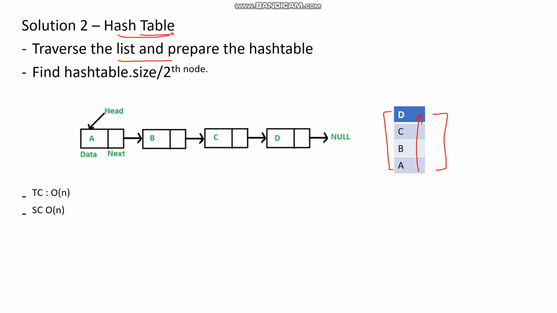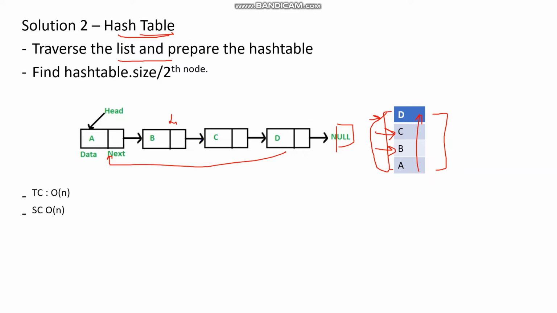After preparing the hash table, we will be easily able to find the size of the linked list by finding the size of the table. Let's say this is a 4 node linked list, so its middle will be the second. So we can easily find the second element in the table in O(1) complexity. And if there had been 5 elements, then again middle would have been n by 2 plus 1. So we would have fetched the third element in O(1) complexity.